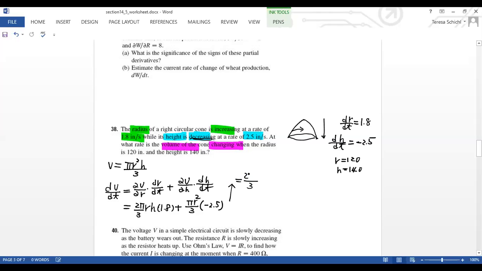Now I can plug in the numbers. So this is 3, this is 2 pi, r is 120, h is 140, times 1.8, plus pi, r is 120 squared over 3, and this is negative 2.5, right? So I will have here 160 pi inches cubed per second. That means this is the rate at which my volume is going to change here, okay?